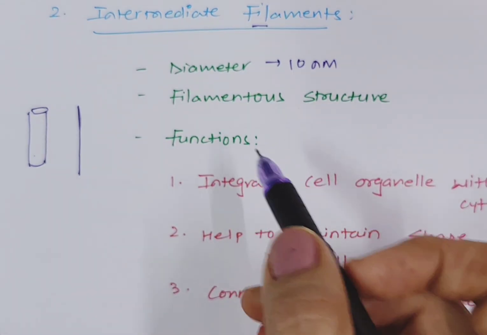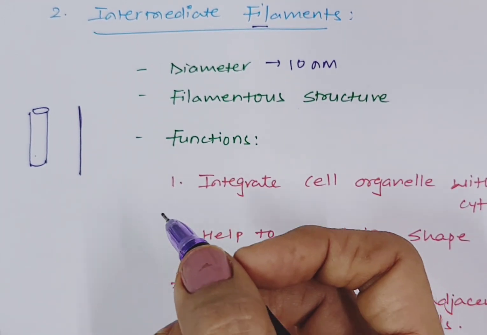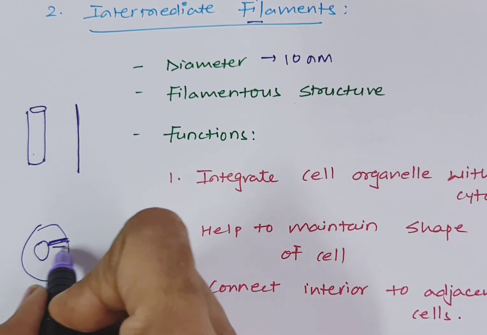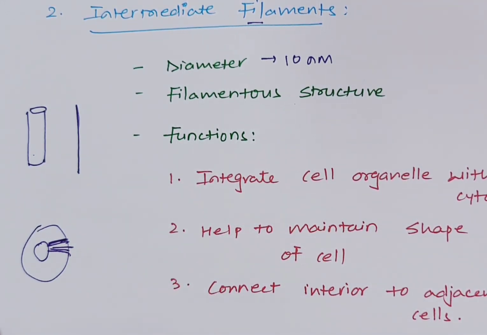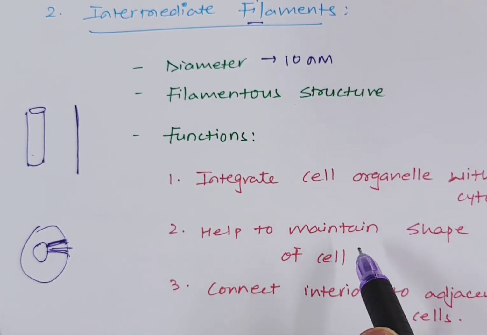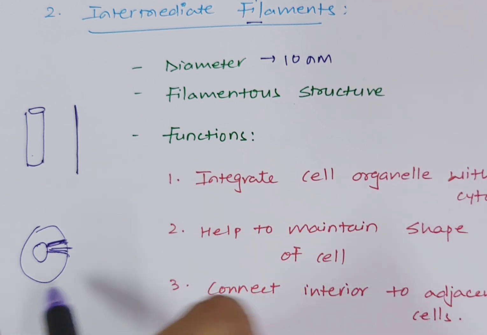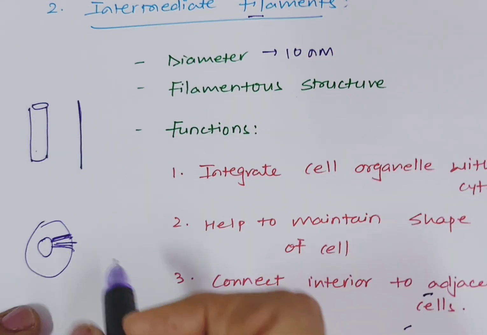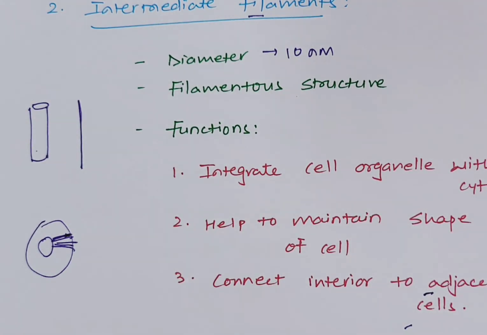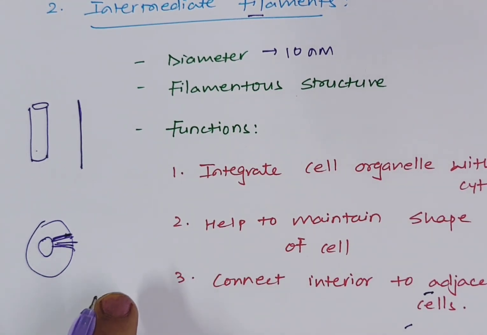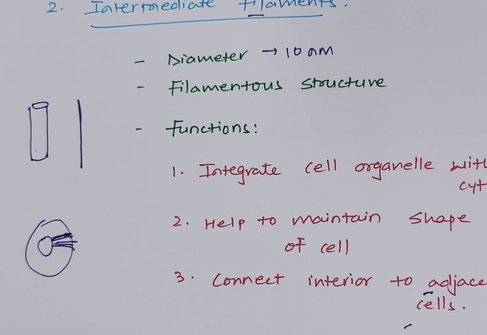And what are the functions? Mainly it connects the nuclear membrane with the cell membrane. Suppose this is a cell, and this is the nucleus. So the connection of the nuclear membrane with the cell membrane is by the intermediate filament. They integrate the cell organelles within the cytoplasm, also maintain the shape of the cell, and they connect the interior of the cell to the adjacent neighboring cell through desmosomes and hemidesmosomes. So they provide strength to the desmosome and hemidesmosome, which we will discuss. And if they are absent, the cell will rupture easily. So this is an important function of the intermediate filament.